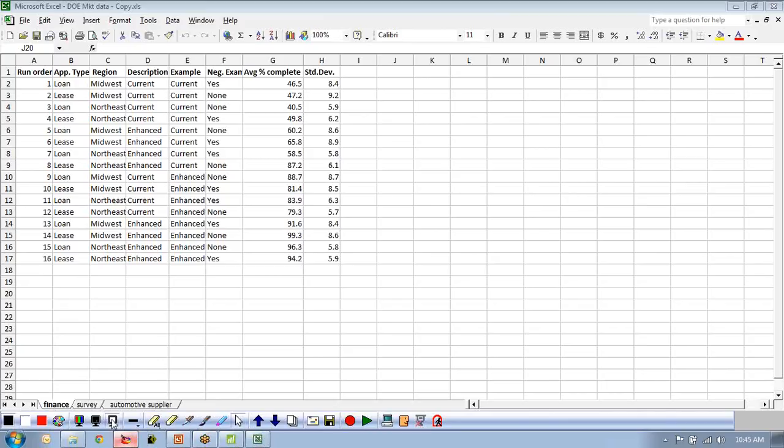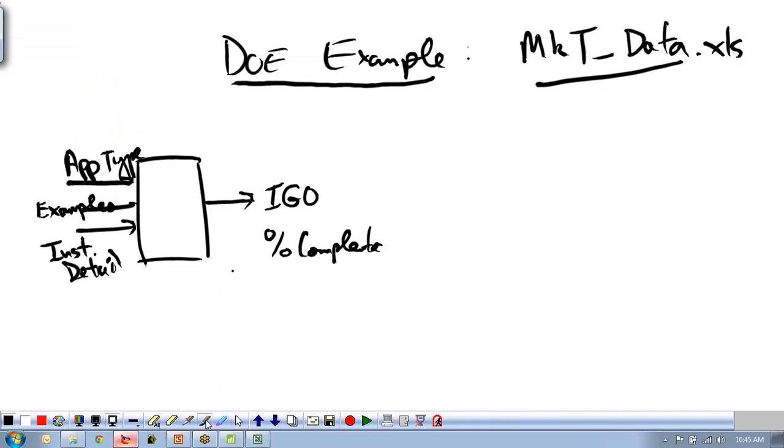Now, in this example that we're going to do from the financial industry, it's found in the data file I just had open right there. It's called DOE MKT_data.xls, and I'll show you what it looks like in just a moment. However, in this example, this happens to be from the financial services industry. What we can imagine is we have a DMAIC team, a Six Sigma, Lean Six Sigma team, that was working on increasing their in good order on their applications.